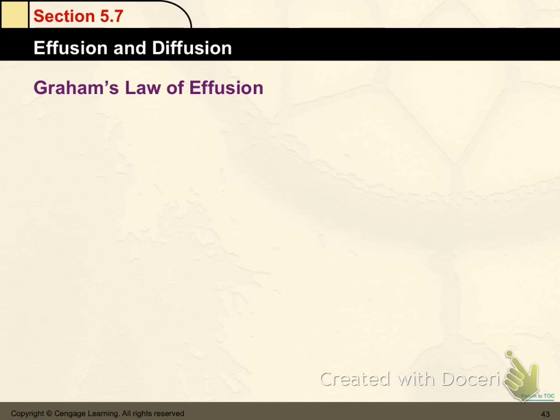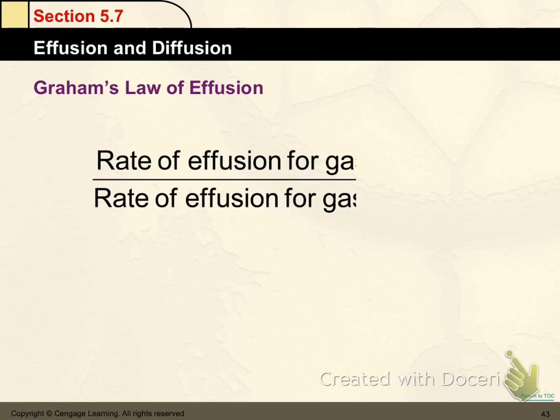Now, as I said before, we can actually calculate the rate of effusion. And this gentleman named Graham was kind enough to create a law for us. And it's called Graham's Law of Effusion. And it's easy except for one little point. So here's Graham's Law of Effusion. It says that the rate of effusion for gas 1 over the rate of effusion for gas 2 is equal to the square root of the molar mass of gas 2 divided by the square root of the molar mass of gas 1. Whew, that's a lot of stuff.